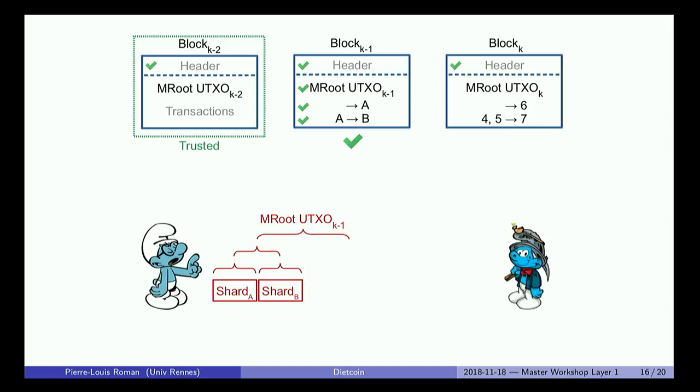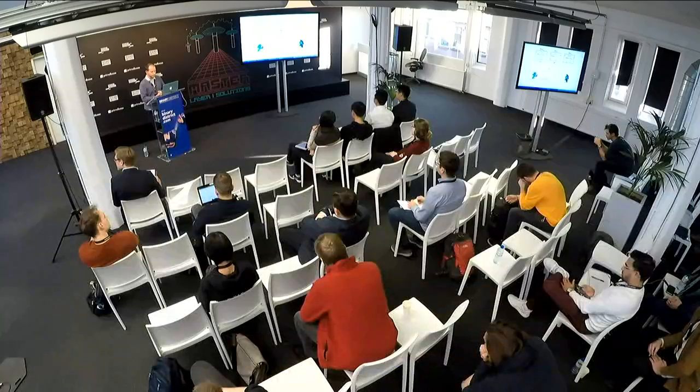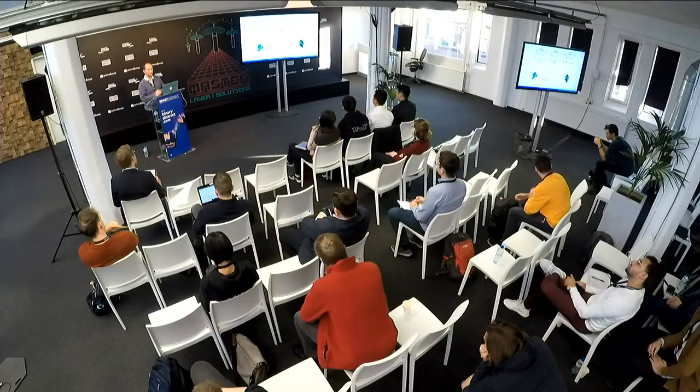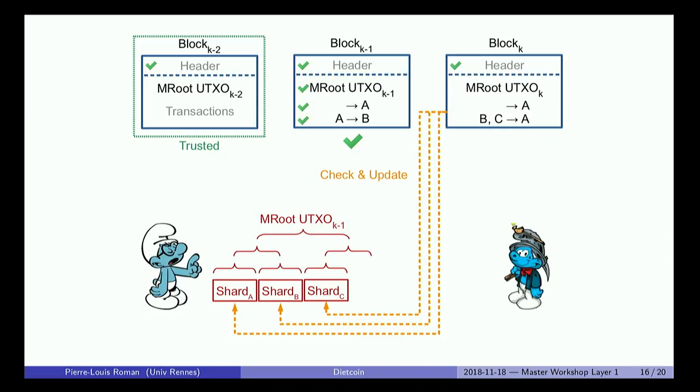Then once you've done that, you can repeat the process, using the Merkle root in the block in the middle to verify the block on the right. So you repeat, apply the sharding policy. You see that you actually need shard C this time as well. You ask for shard C, ask for the partial Merkle tree again, get shard C, ensure the Merkle tree is still correct with the Merkle root that you have, and you apply your shards to the block, checking the validity of transactions, updating your shards in the process, just like a full node would do.